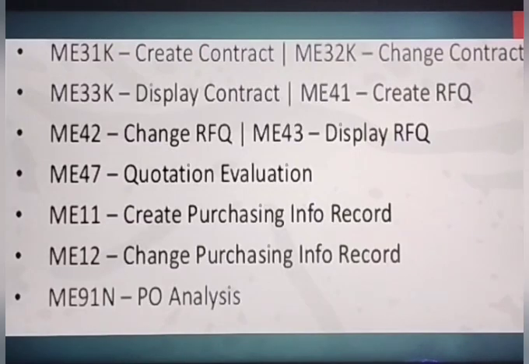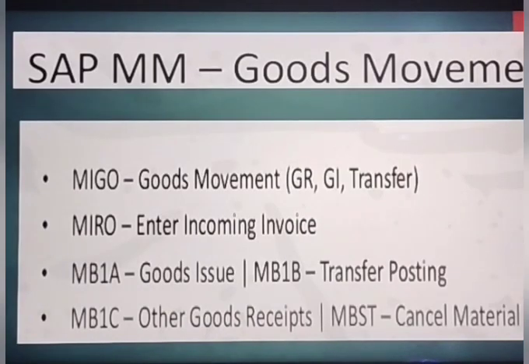Moving on to the next slide. This is goods movement, MIGO. The MIGO T code is used for goods movement. This could be a goods issue or goods receipt, and also the transfer of goods from one plant to another plant. To enter the incoming invoice is MIRO, that is MIRO.